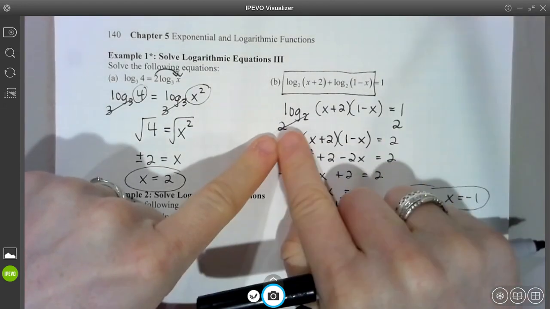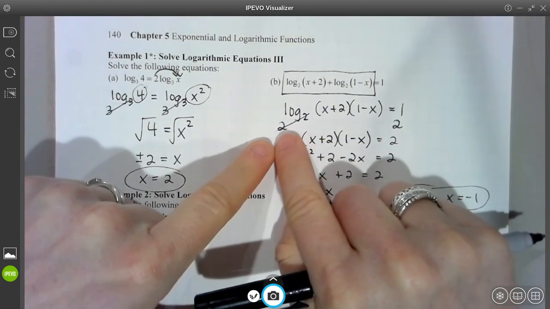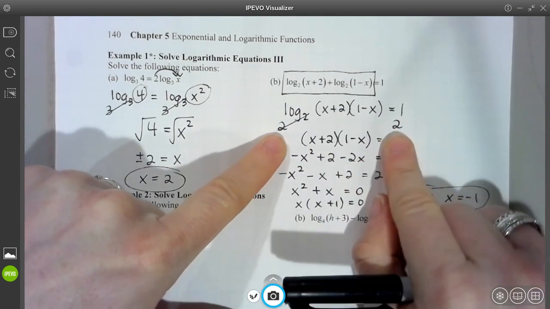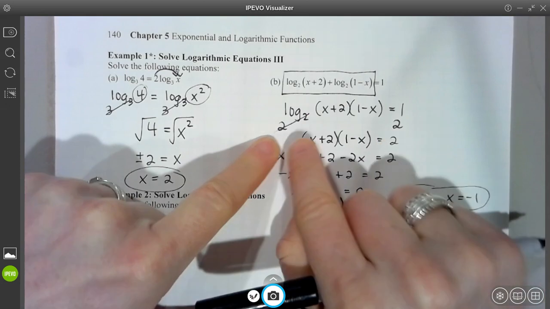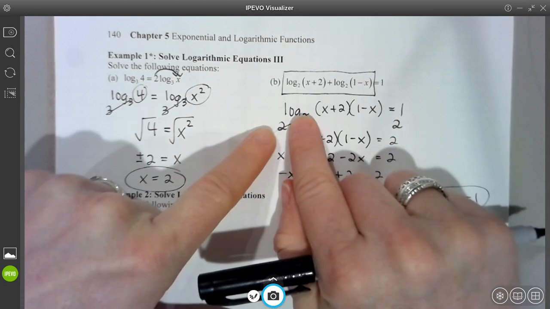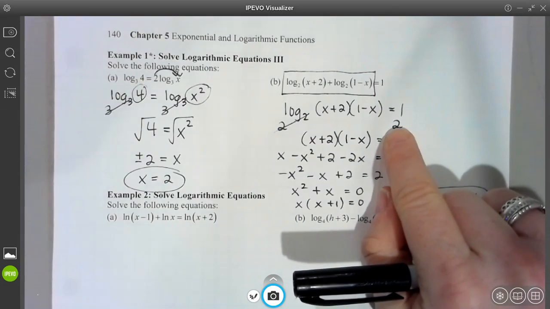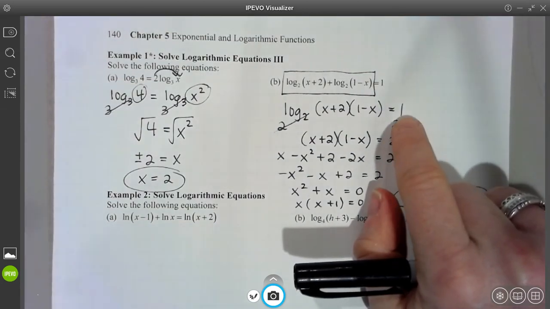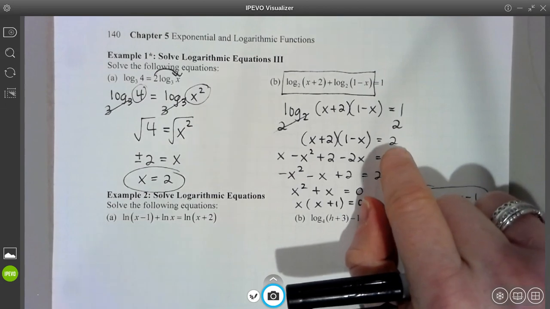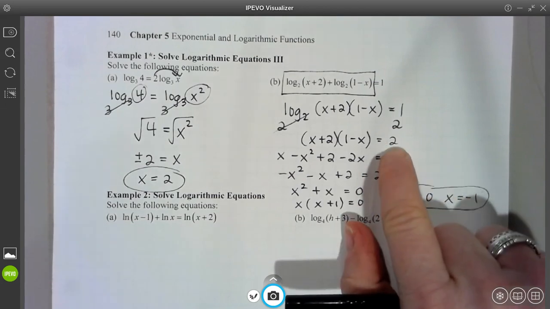When I got rid of my log, in order to get rid of a base 2 log, I used an exponential of base 2. So basically, you're raising both sides to a base of 2. So a base 2 exponential raised to a log base 2, they cancel. And now this is a base of 2, and now this becomes a power of 1. So 2 to the first power is 2. Okay. Is that okay? Yeah.